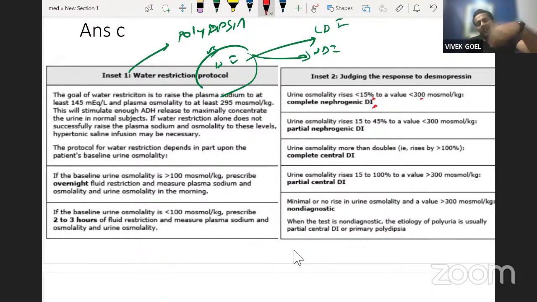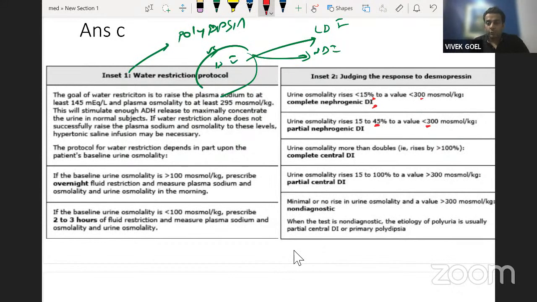The urine osmolarity does not increase. Less than 15% means what? Almost negligible. But if the urine osmolality increases by 15 to 45%, a reasonable range, but the value does not surpass 300, that's a partial NDI, partial nephrogenic DI. I told you, if it was a central DI, desmopressin should have acted like magic.